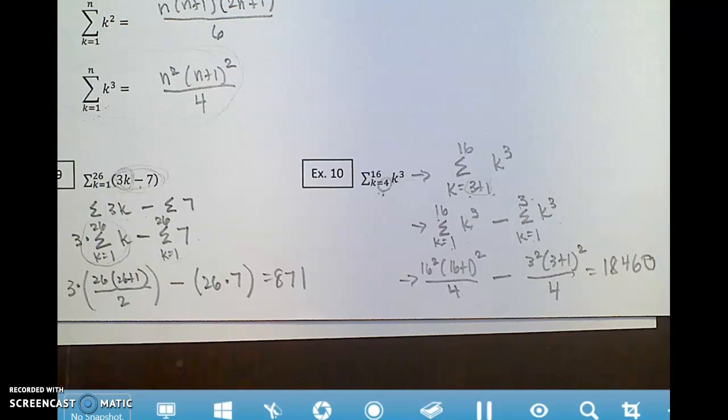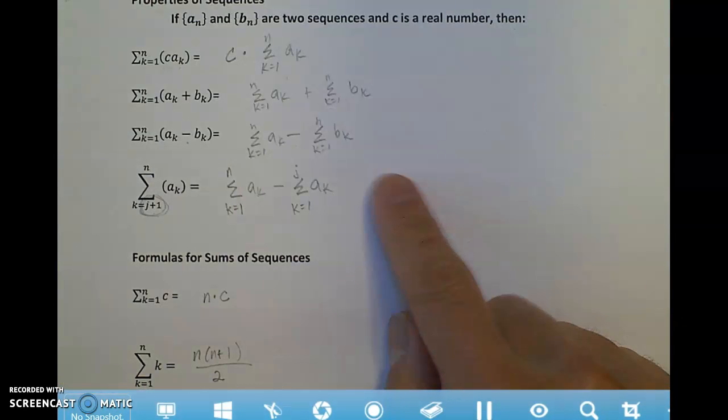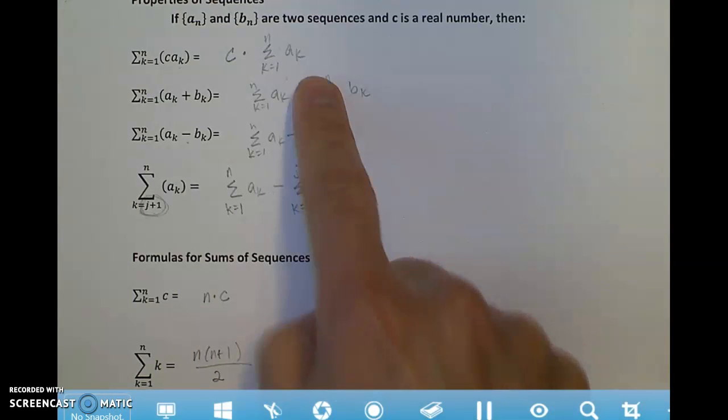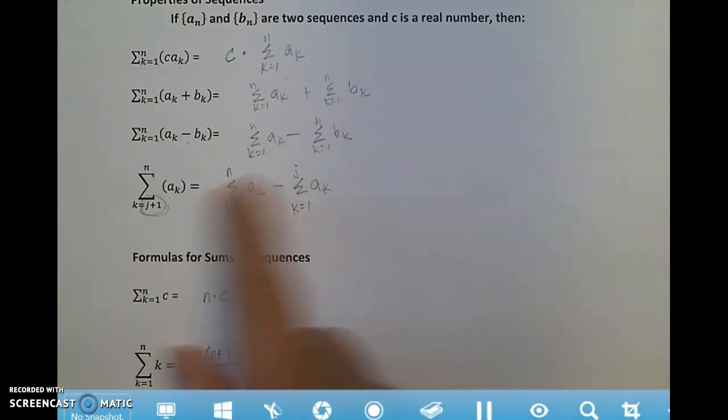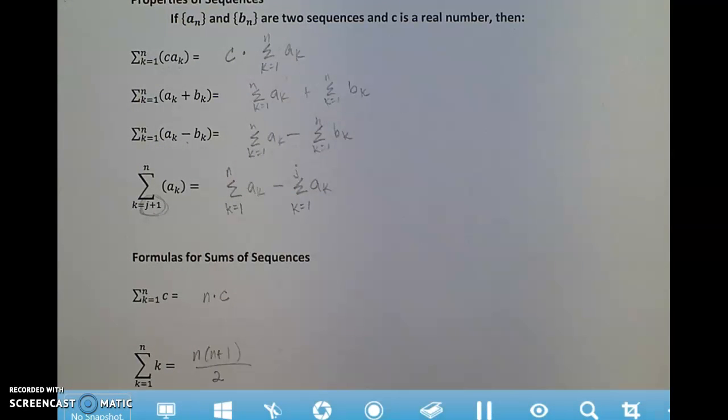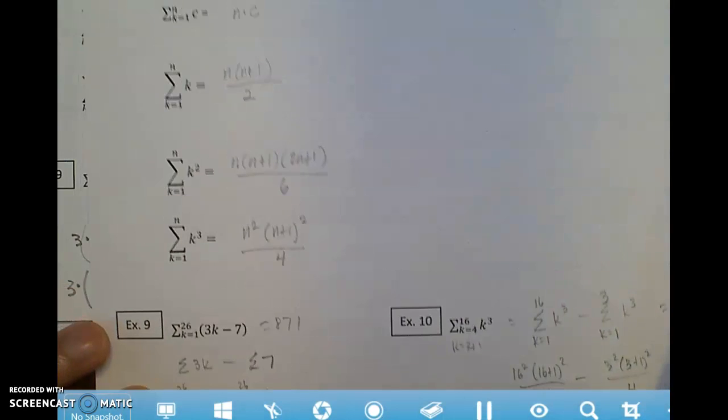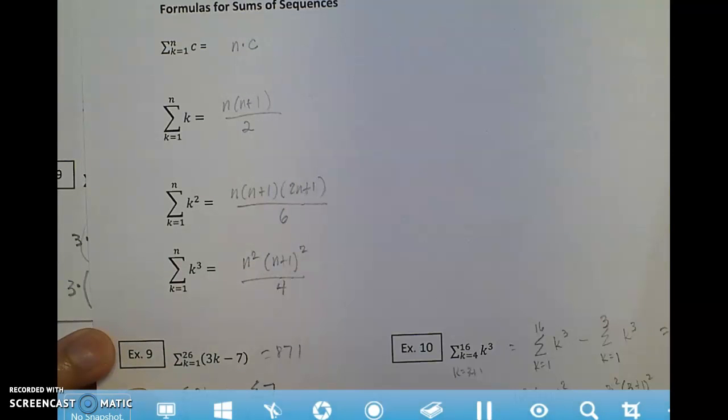Alright, so the goal here with these summations is to first be able to use a property to break up your summation into a combination of summations. And then from there, you want to see if you can apply a formula to actually find the sum.